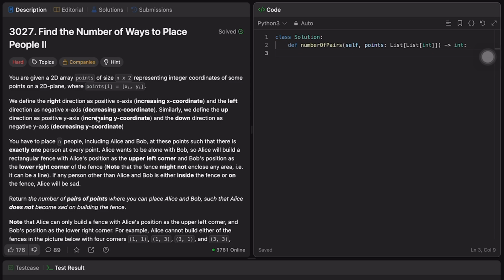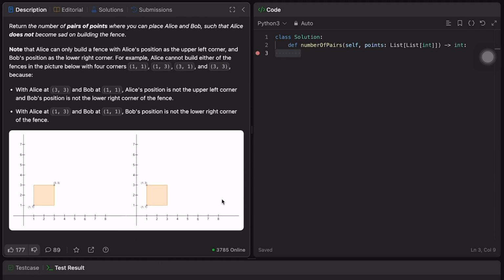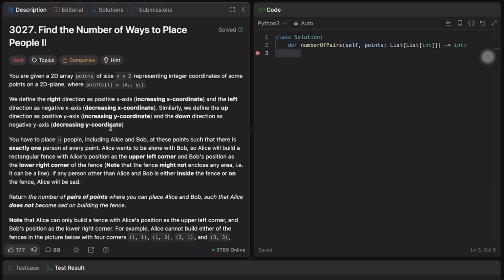So we define the right direction as the positive x-axis. If you take any axis like this, right is the positive x-axis, left will be the negative x-axis, up will be the positive y-axis, and down will be the negative y-axis. So that's what they have mentioned here.